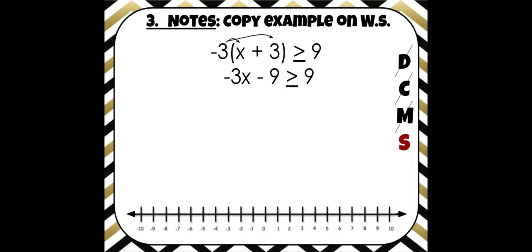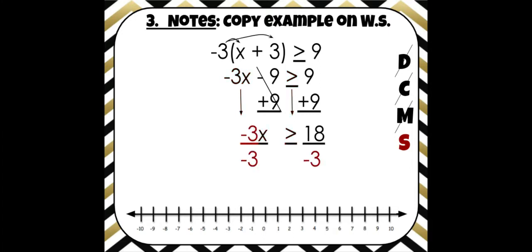So let's solve for x. How do we solve for x? We'll add 9 to both sides. Bring down our negative 3x and our inequality symbol. And then lastly, divide both sides by negative 3.